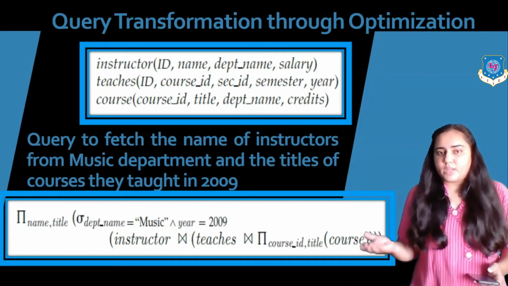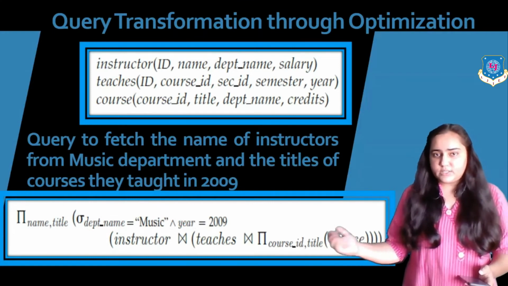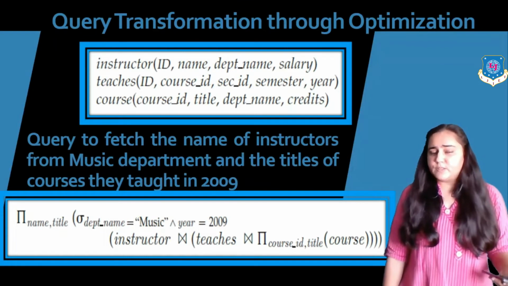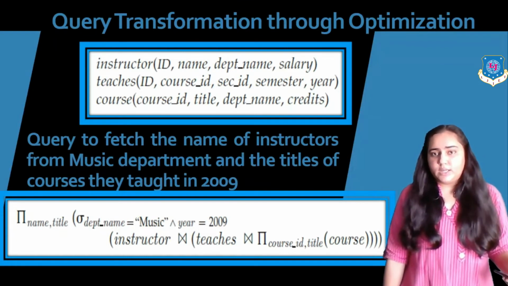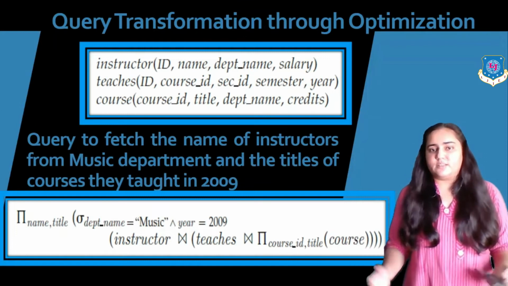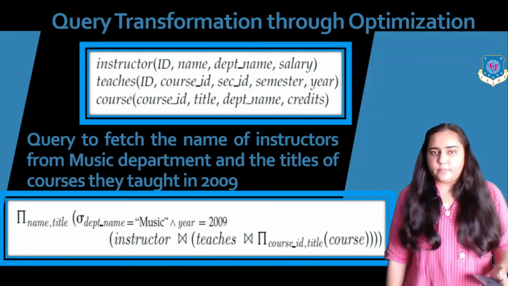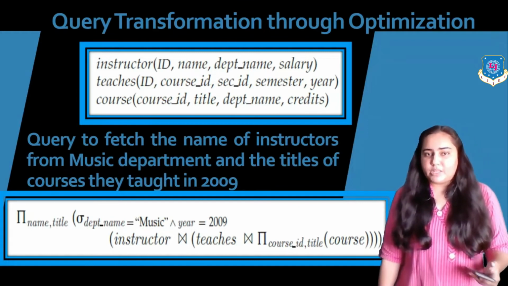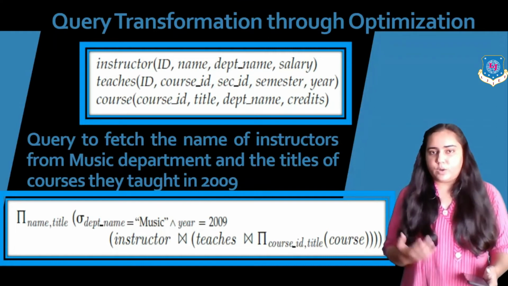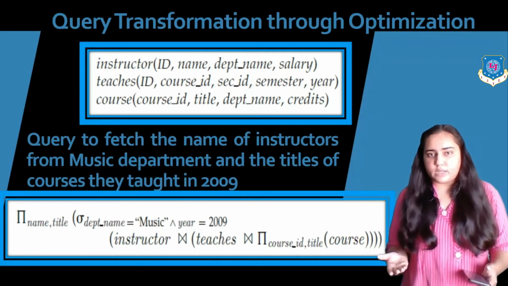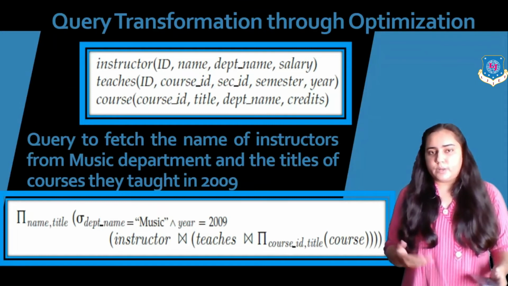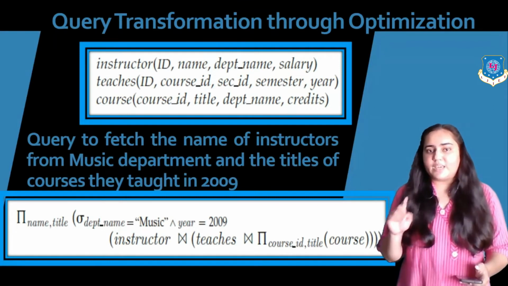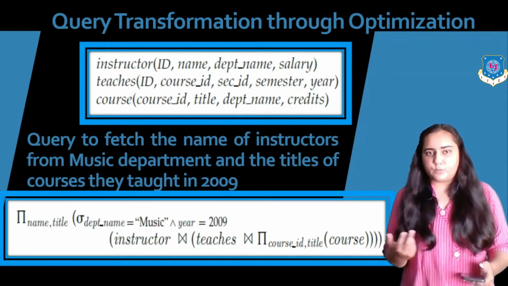Once I get this, I'm performing a natural join with teachers, as you can see. Once I've done the natural join with teachers, I'm also doing a natural join with instructor. And that's when this big bracket is closing. After doing that, I am doing a sigma condition. In the sigma condition, I'm mentioning the 2 conditions that are given. One is that the year should be 2009. And the second condition is that the department name should be music. Those 2 conditions have been applied with the and conjunction operation between the 2.